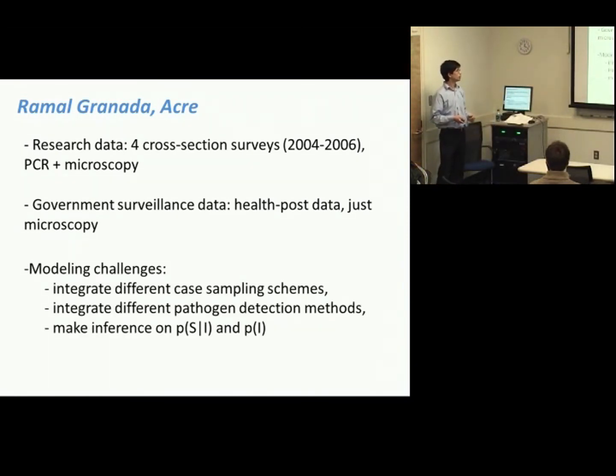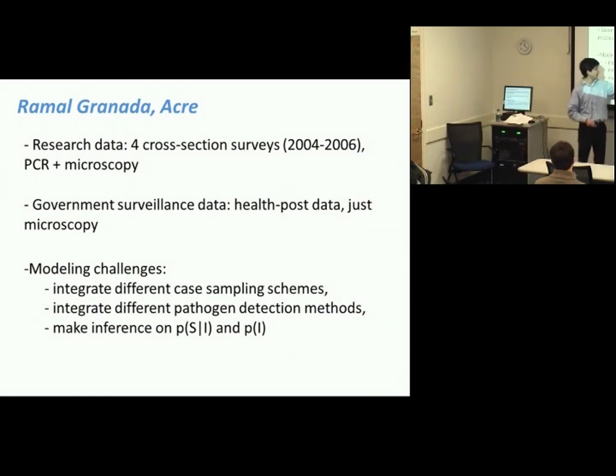So these were the modeling challenges. We had to integrate the different case detection methods: the government surveillance data, just having people that are feeling sick, and the cross-sectional surveys, sampling everybody regardless of symptoms. There were different pathogen detection methods too. I wanted to use both microscopy and PCR within the same model. They have different sensitivities and specificities. I also wanted to make inference on two things rather than one. Here, I stands for the infection status, and S stands for the symptom status. I wanted to make inference on the factors that influence the chance of the person being infected, but also the factors that influence the person having symptoms given that the person was infected. That's a bit harder to do with standard methods like logistic regression, so we built our own model to do all these three things.